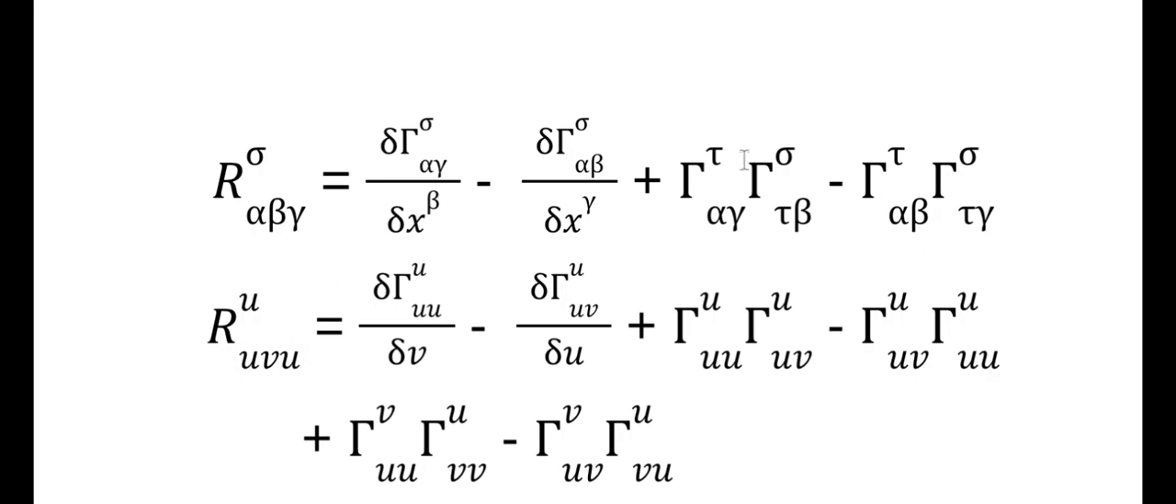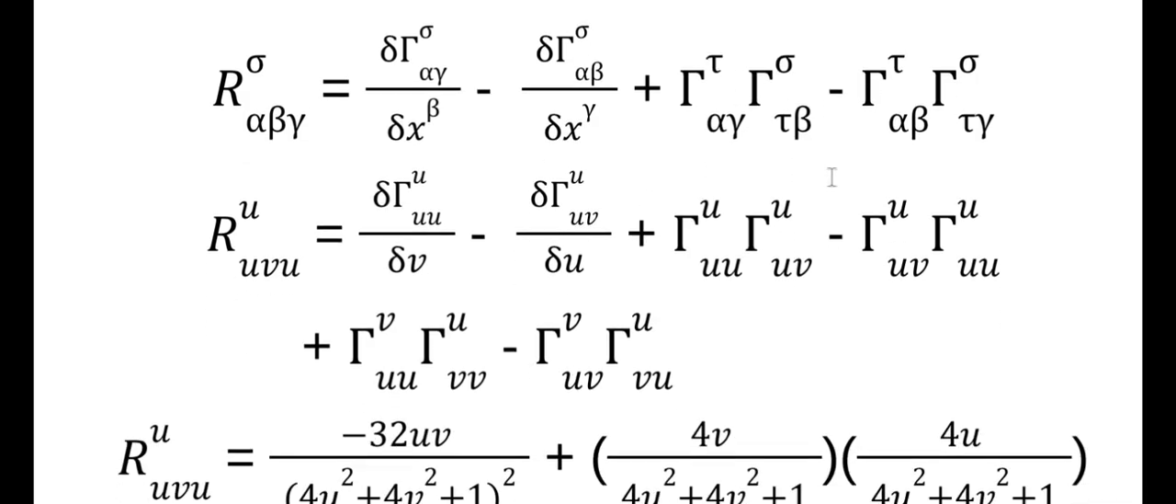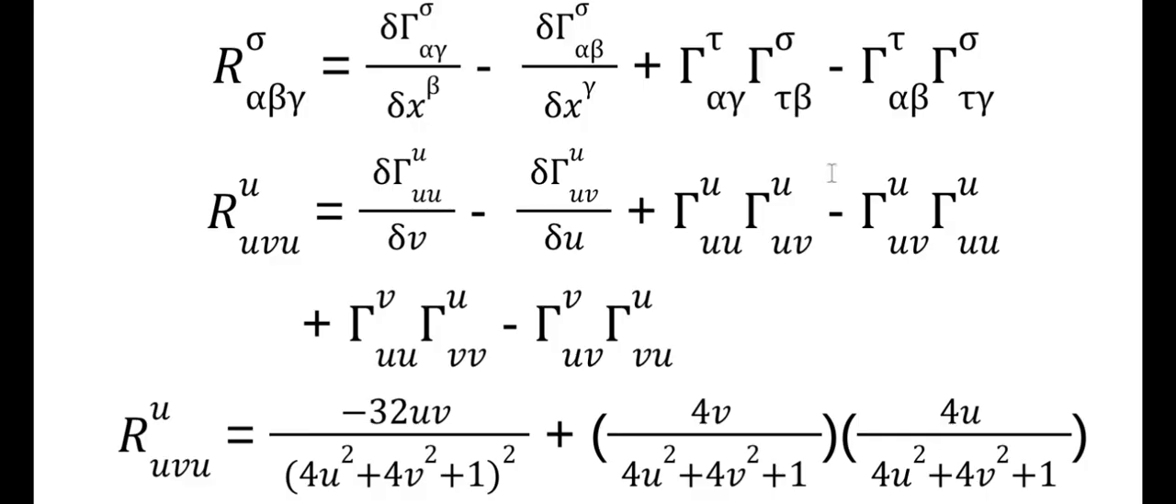And remember, this tau is a summation index. So that's why there's 4 terms, right? Because this turns into 2 each. Okay, now let's get rocking.